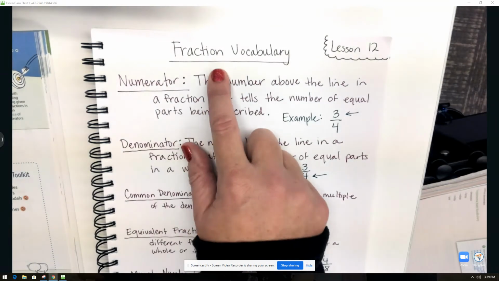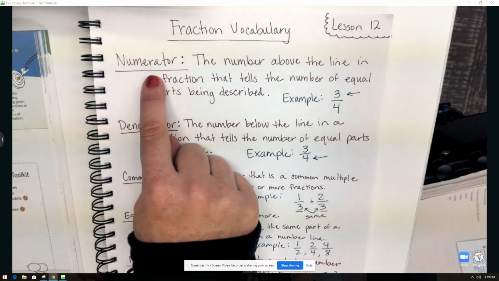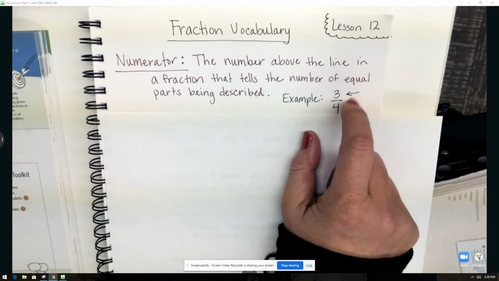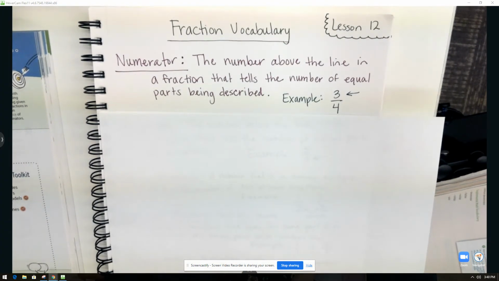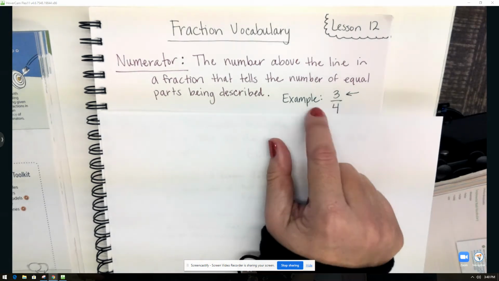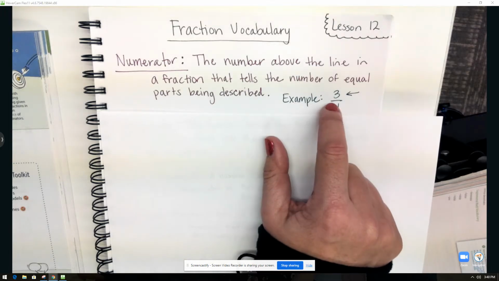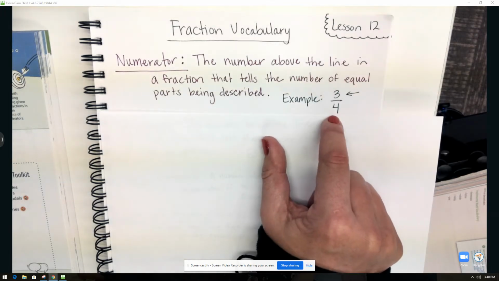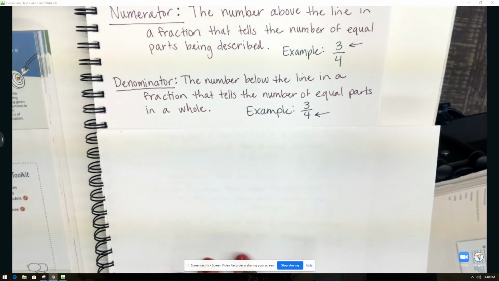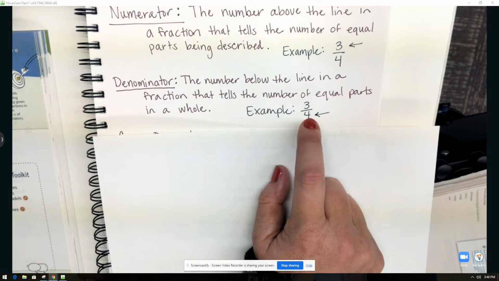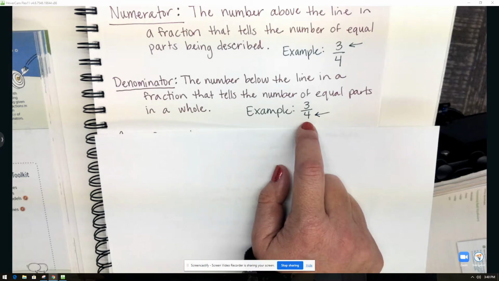So the first fraction vocabulary word that we're going to look at is the word numerator. The numerator is the number above the line in a fraction that tells you the number of equal parts being described. It tells you how many parts of the whole we have. The denominator is the number below the line in a fraction that tells you the number of equal parts in a whole.